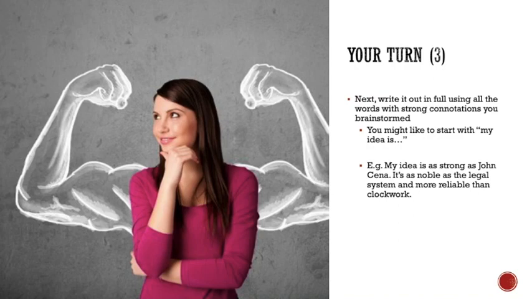For example, you might start with something like, my idea is as strong as John Cena. It's as noble as the legal system and more reliable than clockwork. Cool. There are lots of good connotations there. You could also be a bit more creative with how you introduce these ideas as well. So if you want to be a bit more creative, go for it. Introduce it a different way. Okay, good luck. When you're ready to go, pause this and begin.